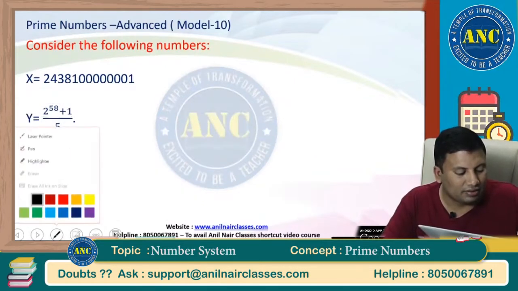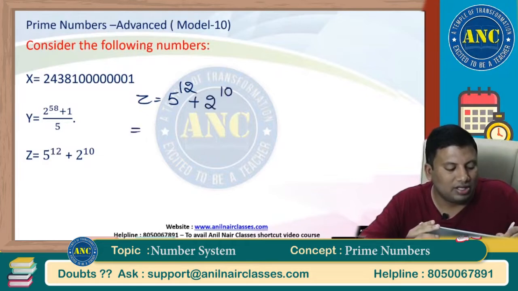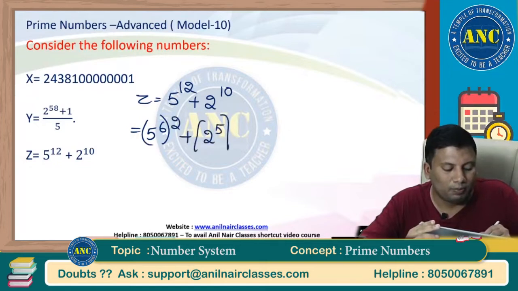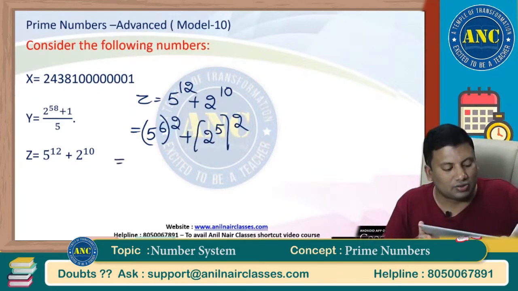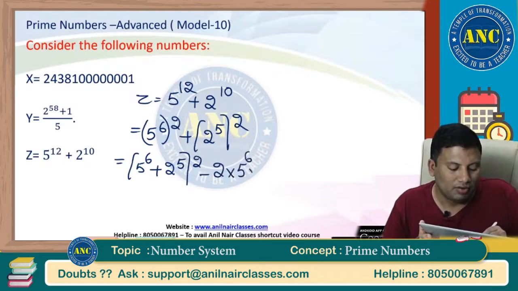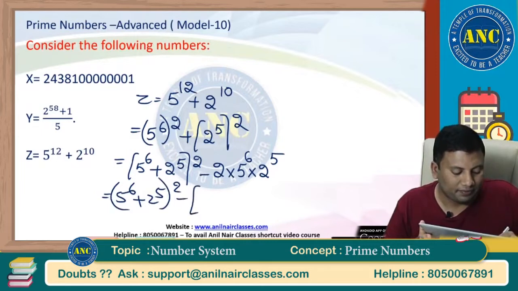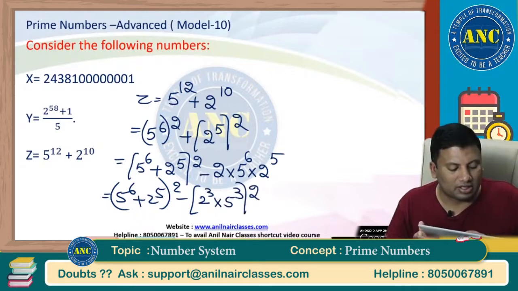Idea clear? Next one. Z is equivalent to 5 power 12 plus 2 power 10. This is nothing but (5 power 6) whole square plus (2 power 5) whole square. A square plus b square is (a plus b) whole square minus 2ab. So (5 power 6 plus 2 power 5) whole square minus 2 into 5 power 6 into 2 power 5. This is nothing but (5 power 6 plus 2 power 5) whole square minus (2 cube into 5 cube) whole square.